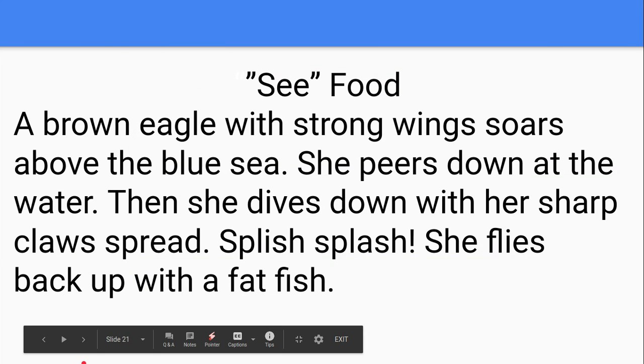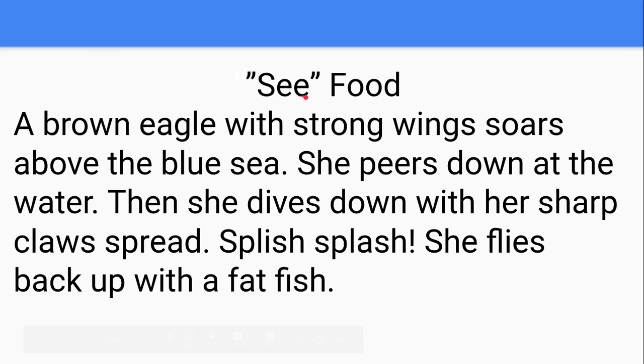All right. Okay, so this is called seafood. Now, I know we have seafood, which is like fish and lobster and all that. But in this one, the bird sees his food with eyes, because eagles and hawks, they have such good eyesight. They can just see so well. There's an expression, I see like a hawk. So they're really good at seeing things.